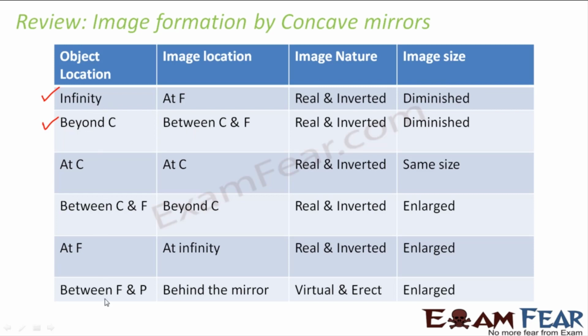As the object is brought a little closer, if you observe, the image formed goes away from the mirror, right? The object is brought nearer from infinity to focus, and the image goes from focus to infinity. As the object is coming nearer, the image is going away, and the image is increasing in size. When the object was at infinity, the image was diminished. Then gradually the image became of the same size, then it started becoming enlarged.